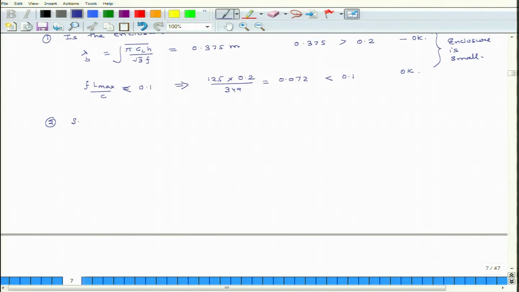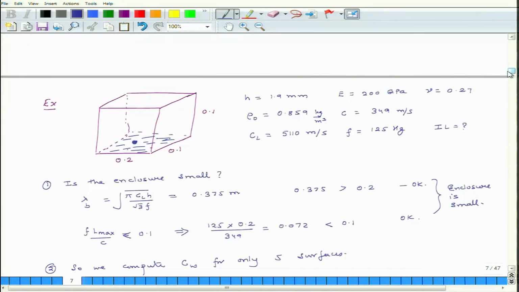So, we compute CW for only 5 surfaces, only 5 surfaces. So, let us number these surfaces. Let us say this is surface 1, this is surface 2, this is surface 3 and this is surface 4.